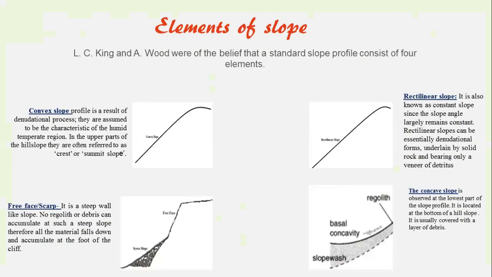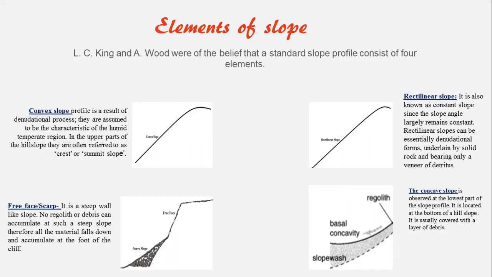Now, let us come to the elements of slope. What are the various elements of slope? According to King and Wood, they have divided slopes into various elements, and according to them, a standard slope profile will have 4 elements: convex, then comes a free face, then comes a rectilinear slope, and then the concave slope. So in a convex slope, this forms the uppermost part of the slope. In any slope, the uppermost part is a convex slope, or it is also known as a crest.